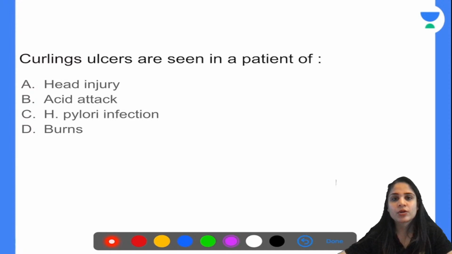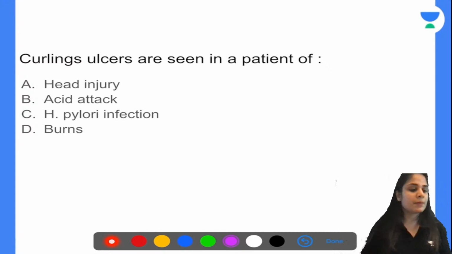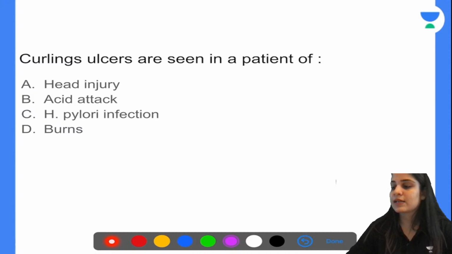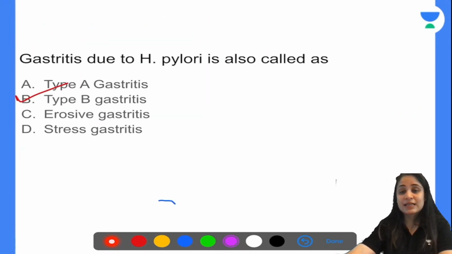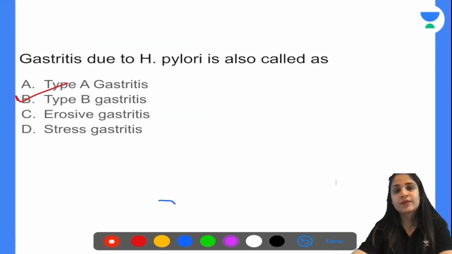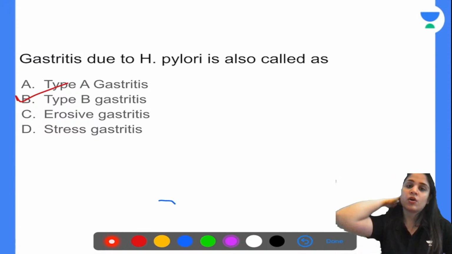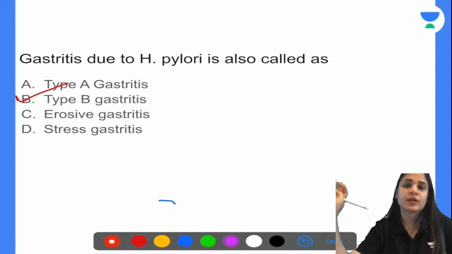So it's very important that you spend at least 1 hour every day, just the way I am taking these classes for you guys, to revise your final year subjects. Because remember, simple questions like this: curling ulcers are seen in a patient of burns. Yes, most of you all will remember this. But those questions that I asked you before, about gastritis due to H. pylori is which type of gastritis, or nerves of Latarjet supply which part of the stomach, all those things you all will not remember during the time of the exam.